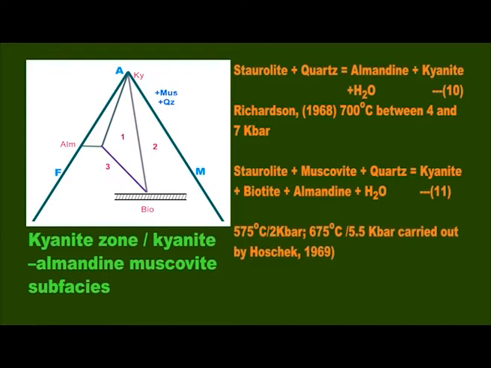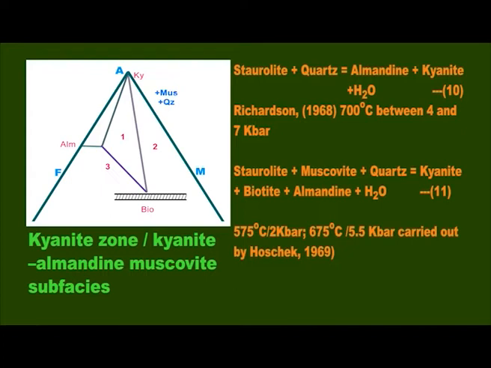This reaction was studied by Richardson 1968 at 700 degrees centigrade between 4 and 7 kilobar. Another reaction is staurolite plus muscovite plus quartz gives rise to kyanite plus biotite plus almandine plus water, reaction number 11, at 575 degrees centigrade, 2 kilobar, to 675 degrees centigrade, 5.5 kilobar. This reaction was studied by Hoschek 1969. The reaction has not been revised by Hoschek and probably the temperatures given are higher.